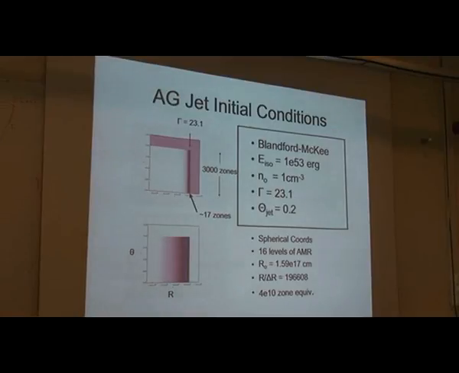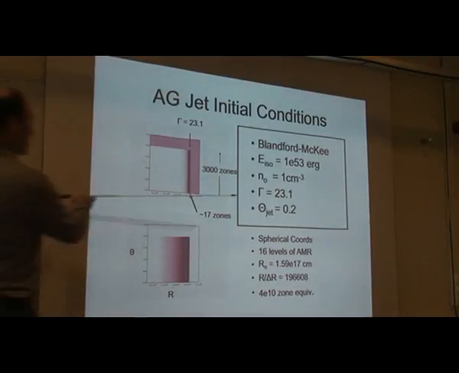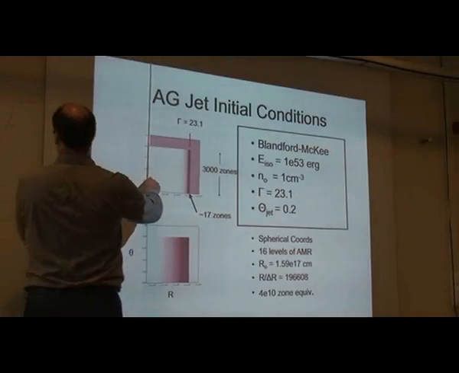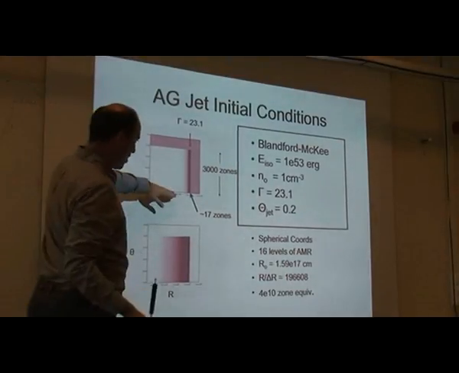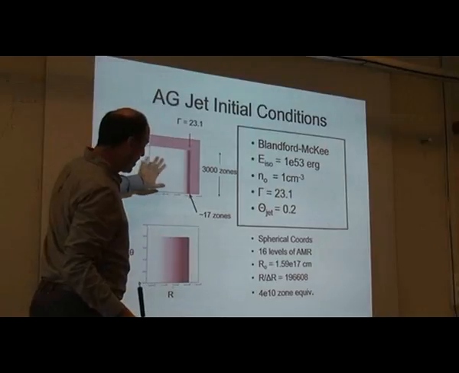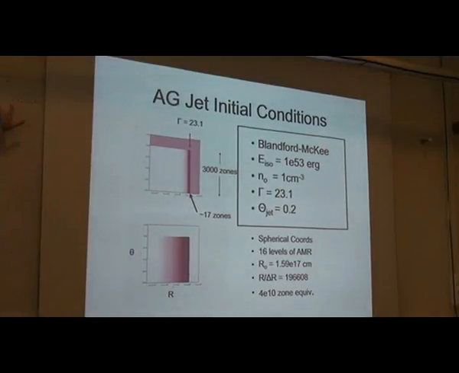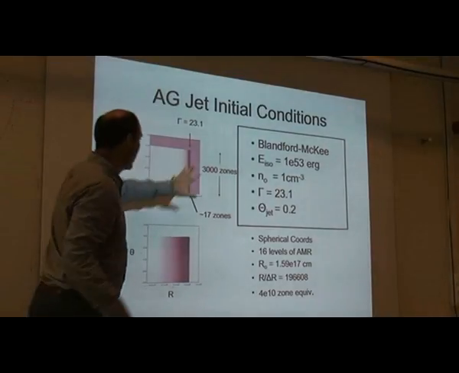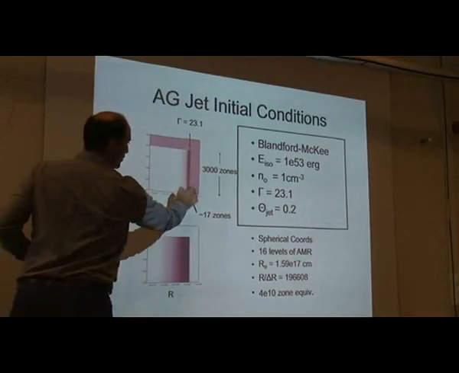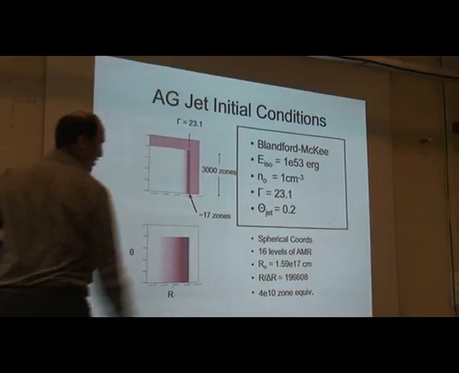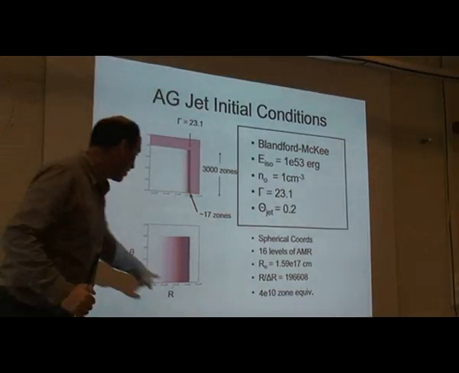The axes are too small to read. Yeah, sorry. So this is radius, and this is angle. So this is r, and this is theta. So this is a polar plot, and it's showing where the energy is in the Blandford-McKay solution as the energy has been transferred into the spherical shell. So this is a little patch of the spherical shell, and this is the ambient medium. Oh wait, down here. So it's theta and r.